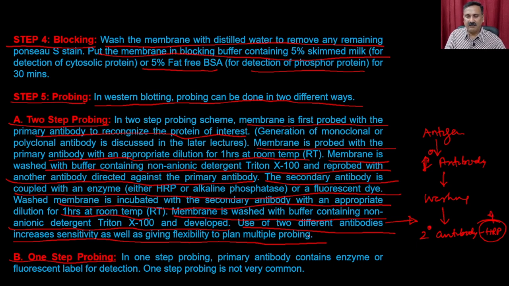Why do we do two-step probing? Because two-step probing increases the sensitivity. In one-step probing, you can add a primary antibody which contains the enzyme, or you can use a fluorescent label for detection. One-step probing is not very common; two-step probing is very common.